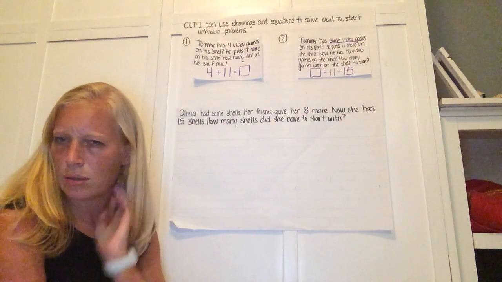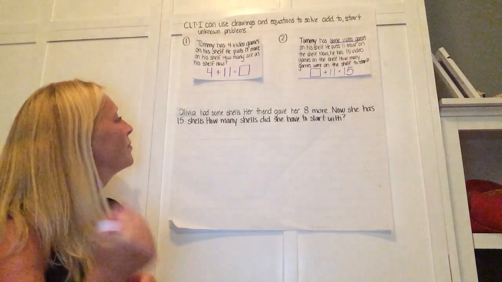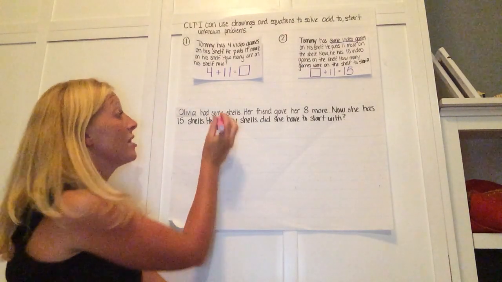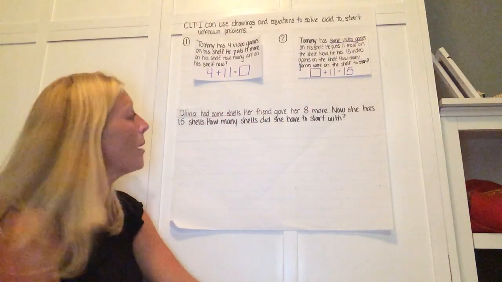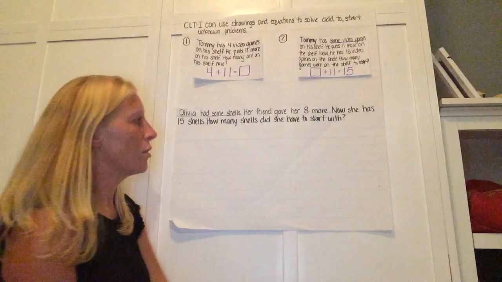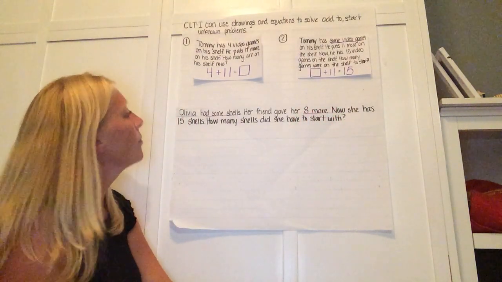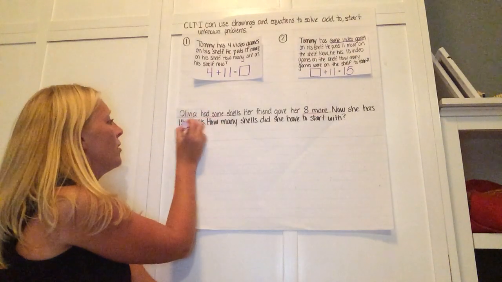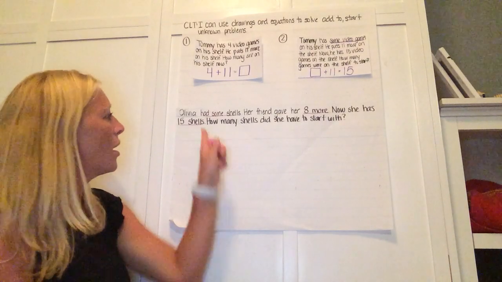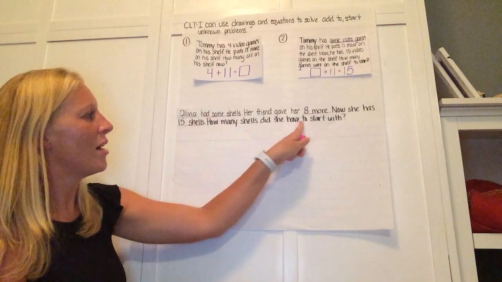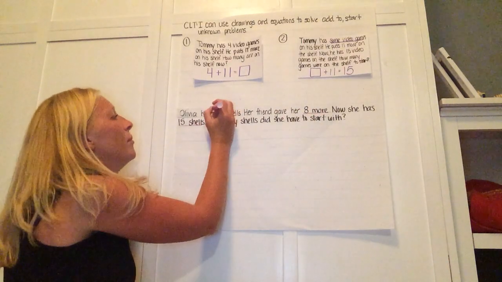What do we already know? She had some shells. Do we know how many she had? Okay. Her friend gave her 8 more. Then she has 15. What are we trying to find out? How many shells did she have to start? There's that sum.